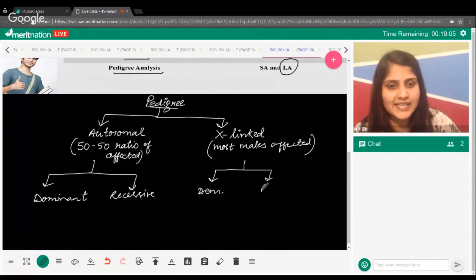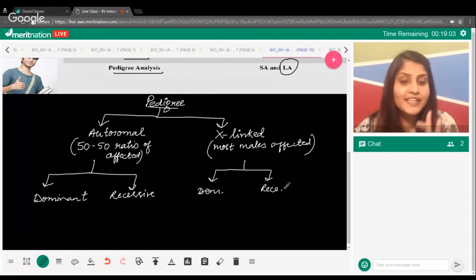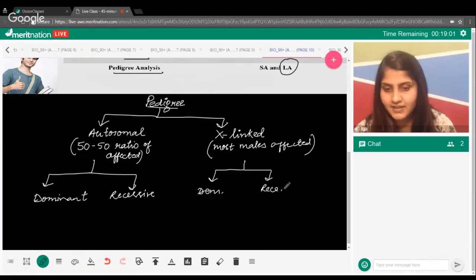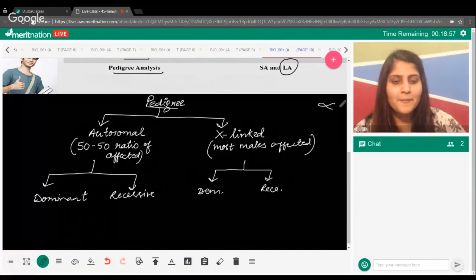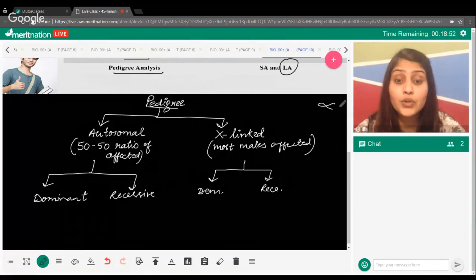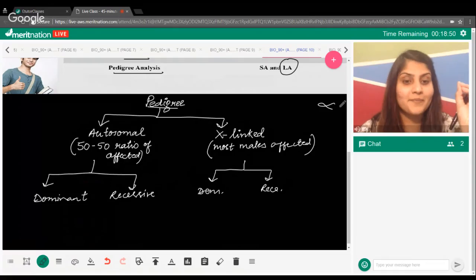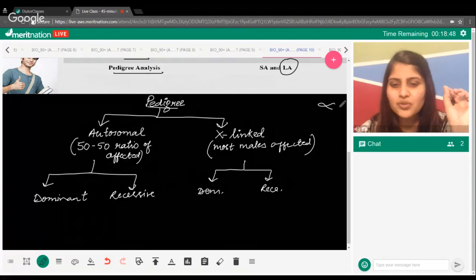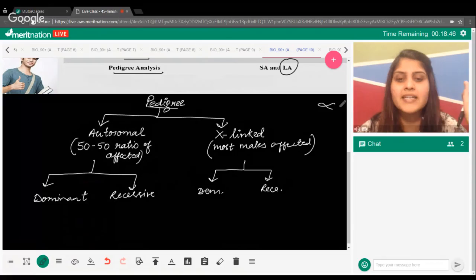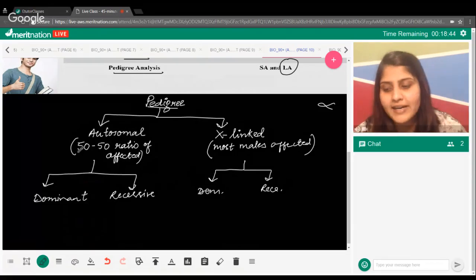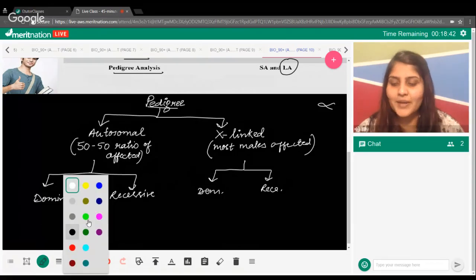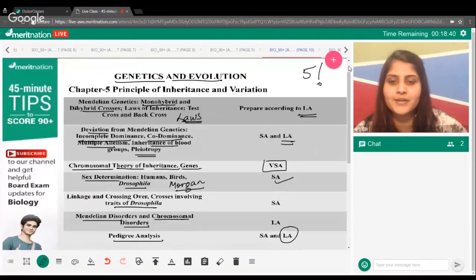Now, let me tell you a secret here. The key to understand pedigree is that you have to revise it like infinite times. The more you practice pedigree questions, the more you get to know how to understand them. So please do not leave your pedigree. Sometimes they do come and they can give you a hard time. Do not let that happen. Right.